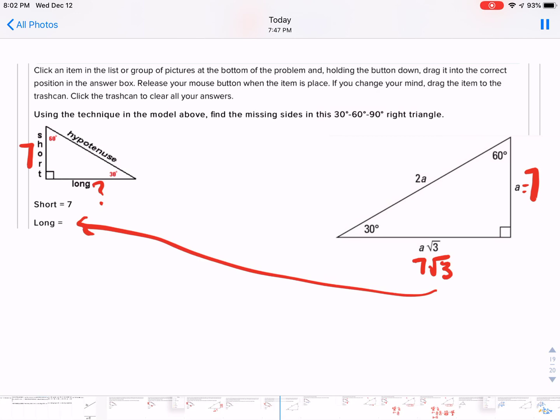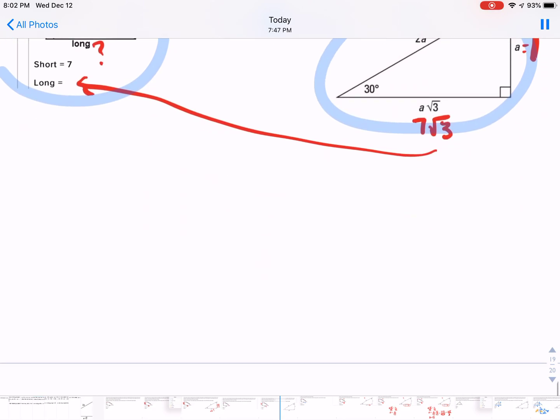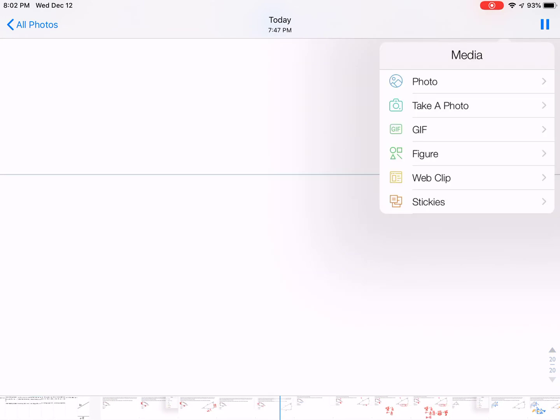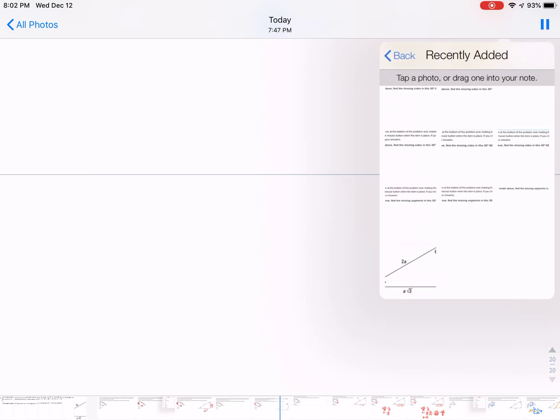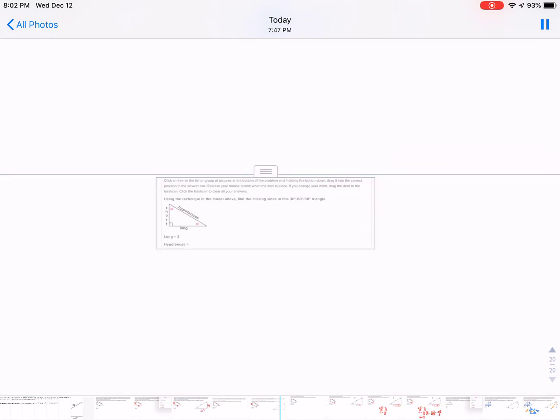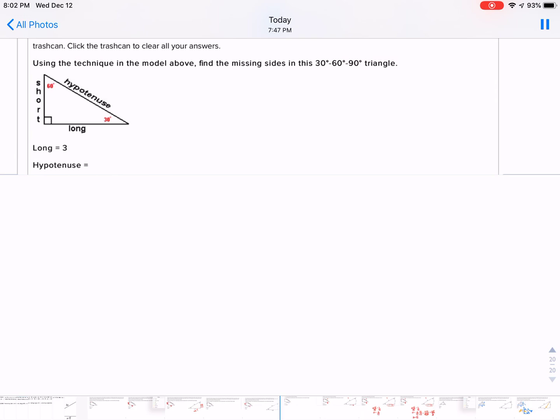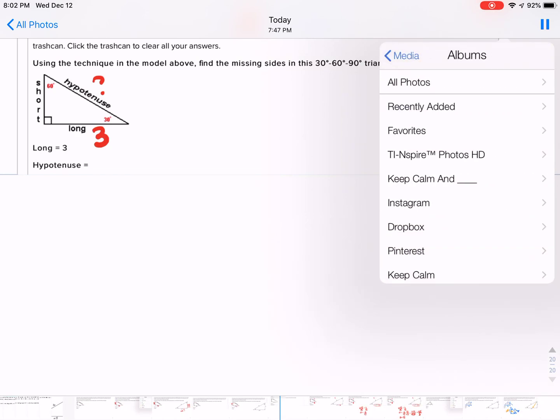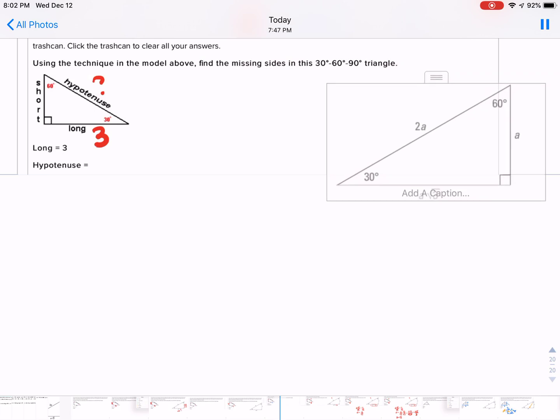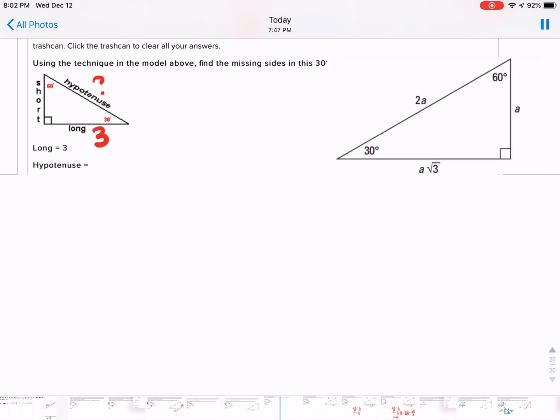Okay, so basically, again, you're comparing this triangle to this one. Okay, let's see the next problem. On this one, they tell you the long side is 3. So this is 3, and they want us to find this side. So I'm going to put my triangle over here so we can compare it. So this side down here is equal to 3, and they want me to find this.